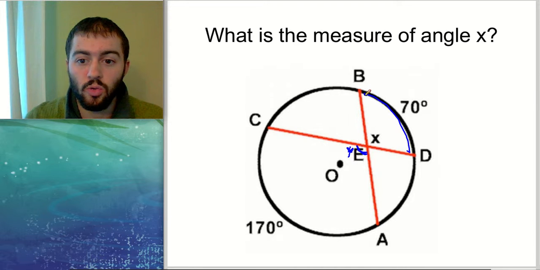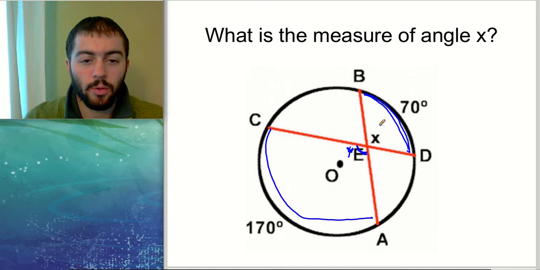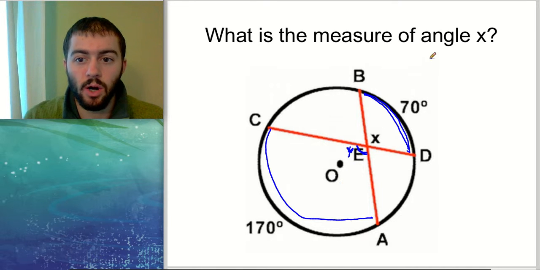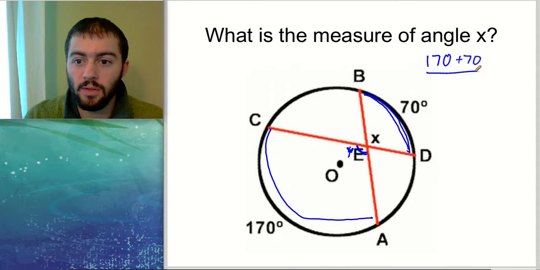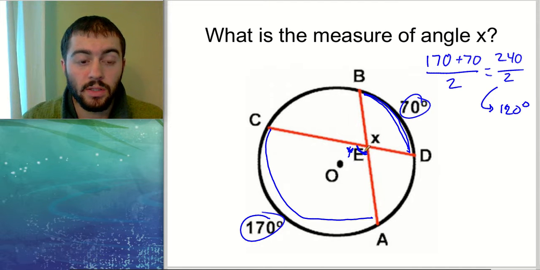So we have these two intercepted arcs here, first this 70 degrees and this 170 degrees. So what we have to do is take the average of these two arcs. So we do 170 plus 70 divided by 2, because we're taking the average of two numbers here, 70 and 170. If we add these up, this gives us 240 divided by 2, and that would give us 120 degrees for these secant angles.